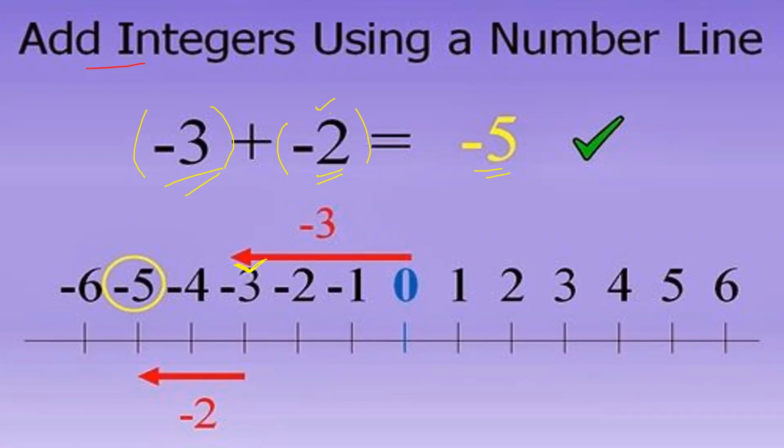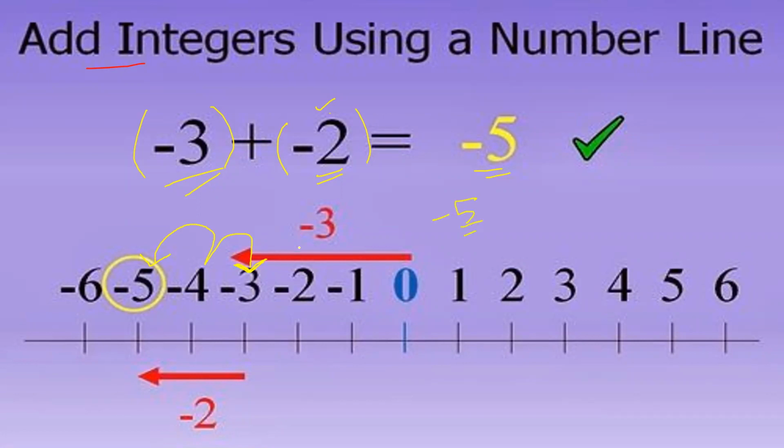I'm not talking about the integer, I'm talking about the number. You have 2. -2 is 2 only. I'm not talking about the sign, I'm talking about the number. So you have to bounce it 2 times like this, and you will get stopped on -5. So -5 is nothing but your answer.